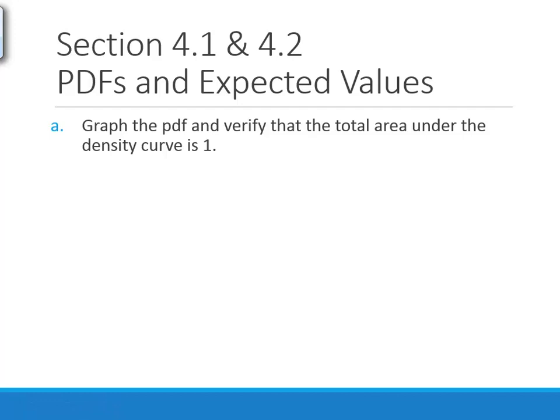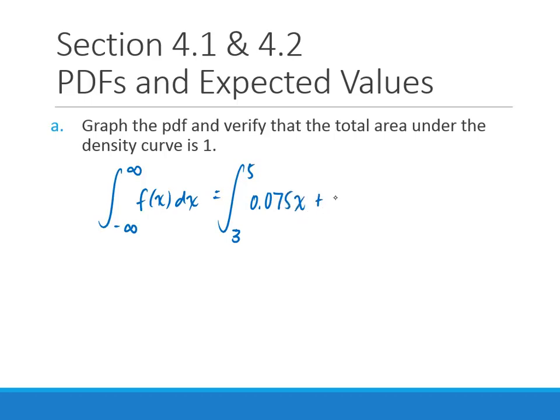To double check that this is actually a PDF, that the area under the curve is 1, we want to see if the integral from negative infinity to positive infinity is equal to 1. The PDF is 0 outside of 3 to 5, so we can shorten our endpoints. This is the integral from 3 to 5 of our density function, 0.075 x plus 0.2, times dx.